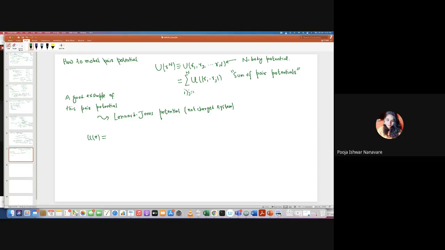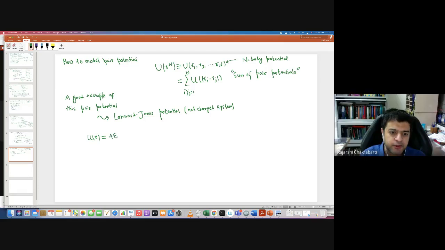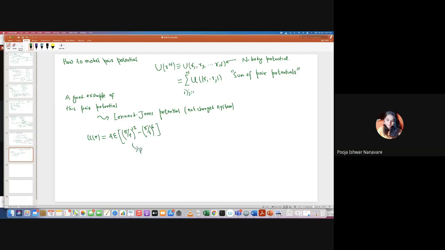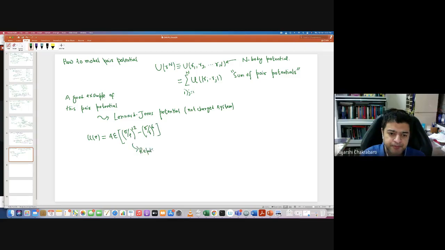Epsilon, sigma by r to the power 12 minus sigma by r to the power 6. Okay, so let us write it down. It's 4 epsilon, sigma by r to the power 12 minus sigma by r to the power 6. This part is for what? For repulsion. And this part is for attraction. So there will be a balance, no?